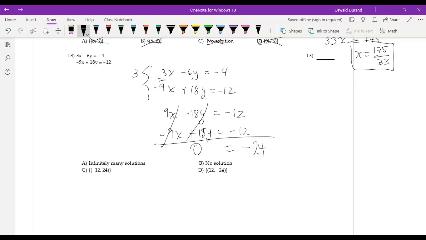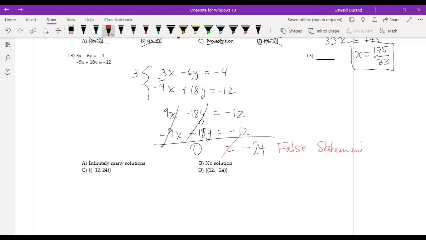This is where you need to pay attention, because this is not an equation anymore, since you do not have an x variable or a y variable involved. It is a number 0 being equal to negative 24, and we know that 0 is never equal to negative 24, right? So this is a statement, and it's a false statement.